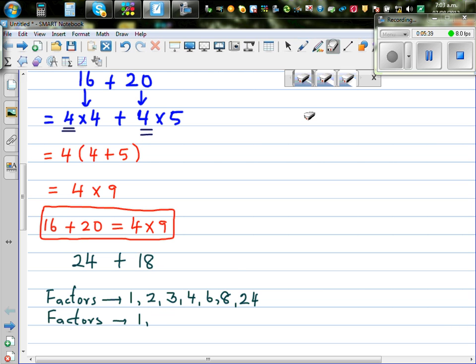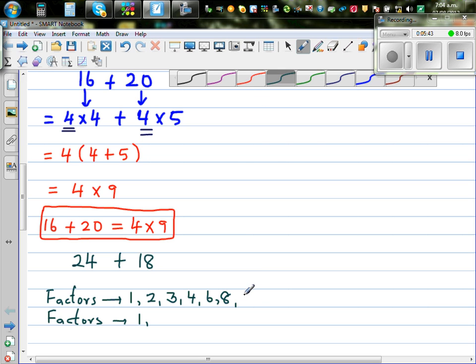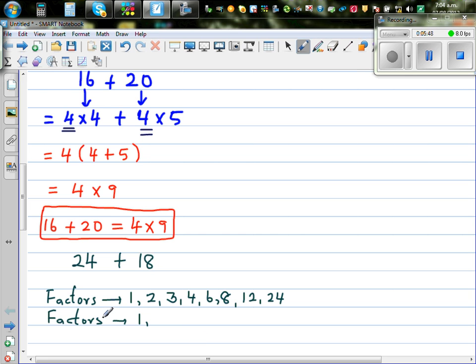Oh, I've missed out one more number. So 8, then what comes? You've got 12 more and 24. Hopefully I've not missed any. So these are the factors. Let me write this: factors of 24. These are the factors of 24, and these are the factors of 18.